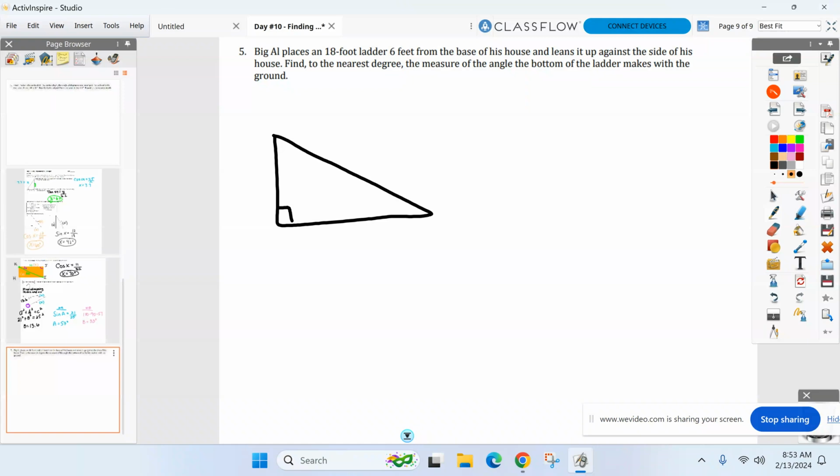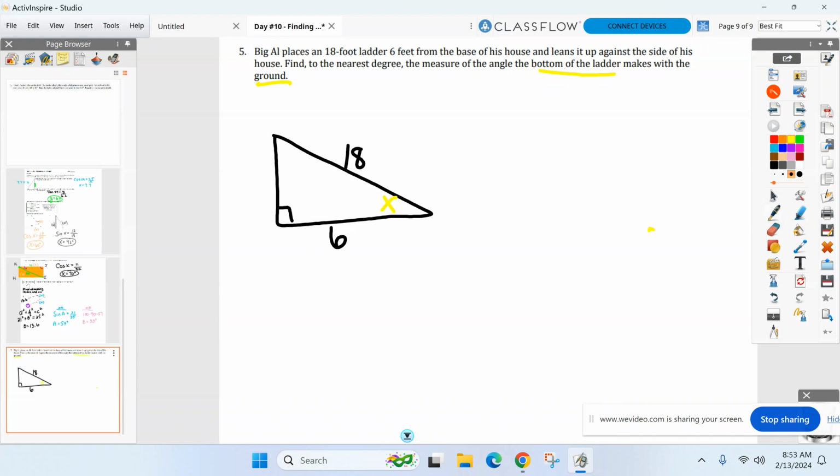All right, so hopefully you're putting 18 on your ladder. 6 feet from the base, so hopefully you're putting the 6 on the bottom, because I put the word base of the house, 6 feet from the base, the bottom. And what angle are we looking for out of the 2 here? Well, I tried to do my best here to say what is the angle at the bottom of the ladder and makes with the ground, so you knew exactly where to put that. Ground, bottom of the ladder. There we go.